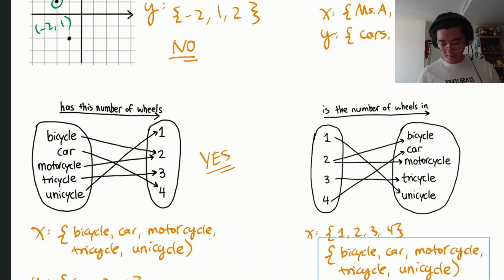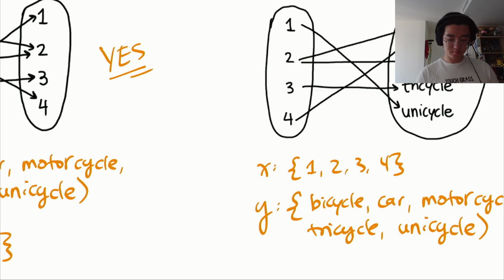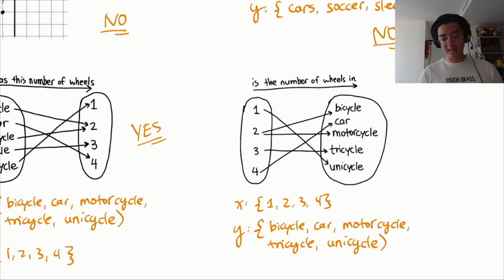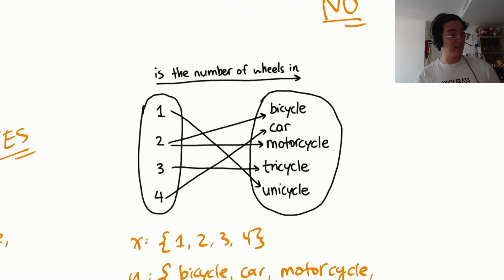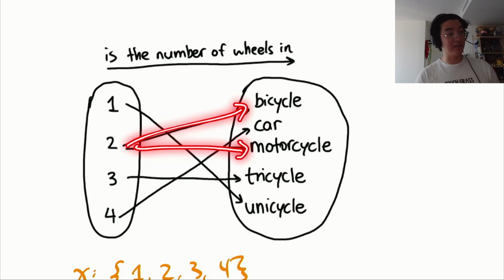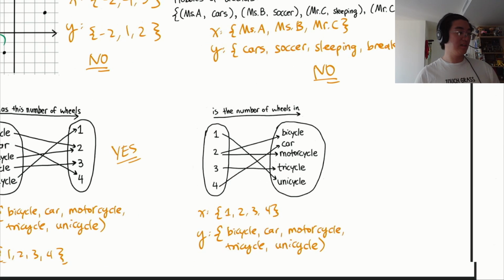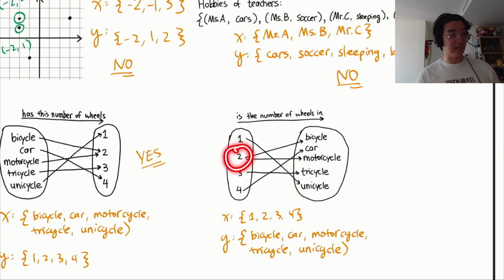Let me just hit copy and paste. Okay, is that a function? Right, we notice here that 1 associates with one thing. 2, though, the number 2, watch how it associates with 2 things. Right, so that's a no-no. That's not a function. 3 associates with 1, 4 associates with 1. But because the number 2 here is associated with multiple things, that is no longer a function.